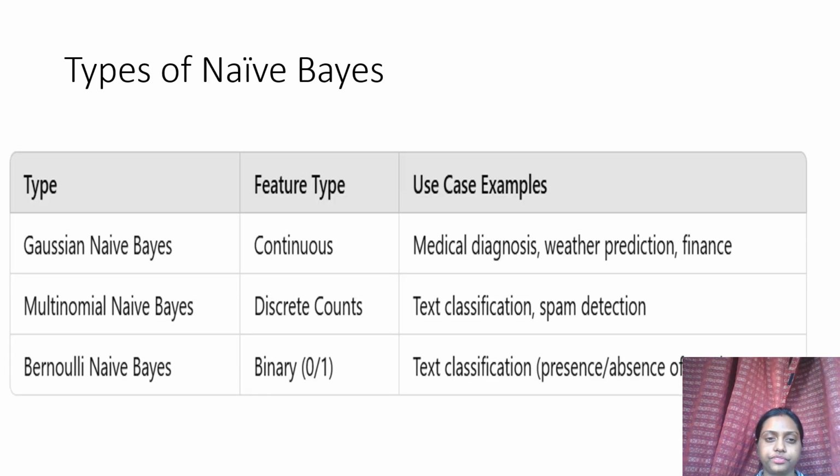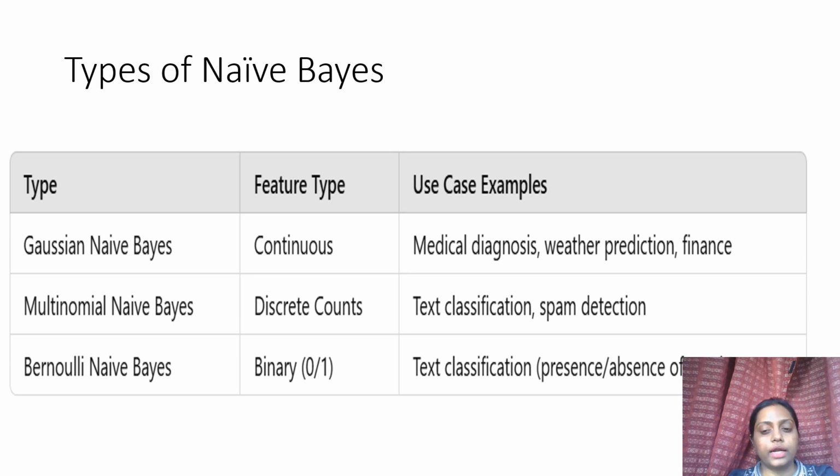Next slide. There are generally three types of naive Bayes algorithm. The types are Gaussian naive Bayes, multinomial naive Bayes, and Bernoulli naive Bayes. Based on the features, this categorization has been made. If the feature types are continuous, the use cases include medical diagnosis, or we can predict some weather, or it could give a hunch of a financial position of a year, or yearly or weekly, like that.